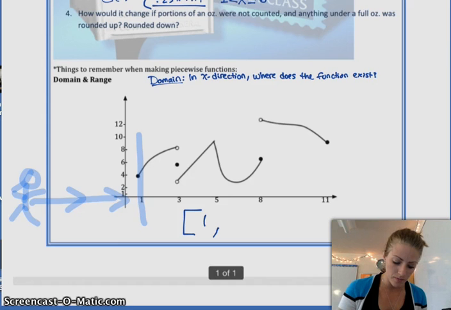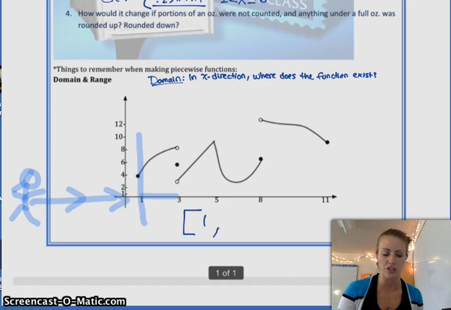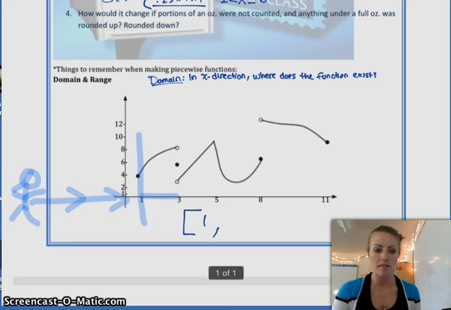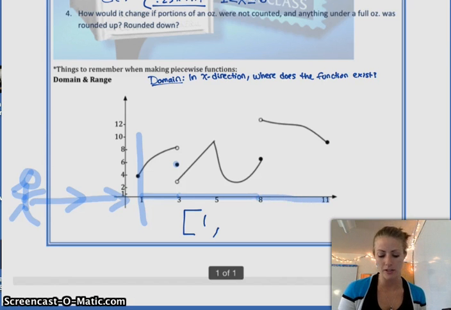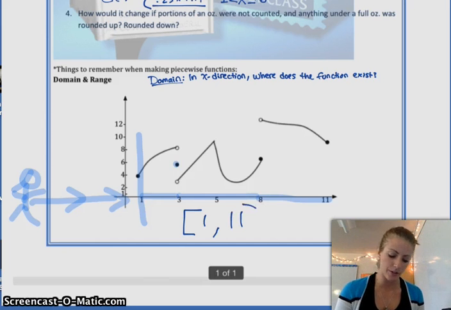From 1 to 3, there's a function there. At 3, you have to look up and make sure the function's defined, and it is, because there's a closed dot at 3. It's defined from 3 to 8, and also from 8 to 11. But there's not an arrow at the end of the function, so it doesn't keep going, which means the domain stops at 11. Because there's a closed dot at 11, we include it. So our domain is from 1 to 11.